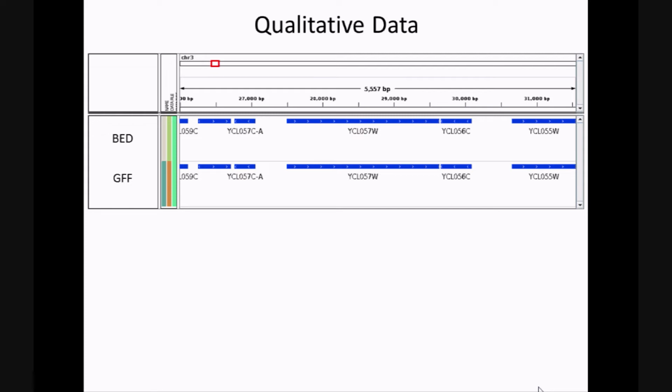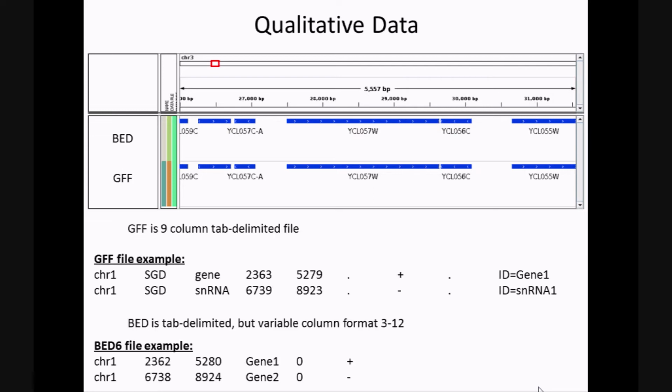As you can see, visualization on IGV is identical between a BED and GFF file. The differences in these files lie in the formatting and detail of information stored. Here I'm showing an example of both the GFF and BED files. The GFF is a tab-delimited file with 9 columns, while a BED file, though also tab-delimited, can vary between 3 and 12 columns, with each column adding some level of information about the annotation.